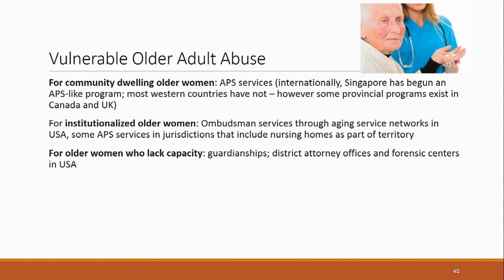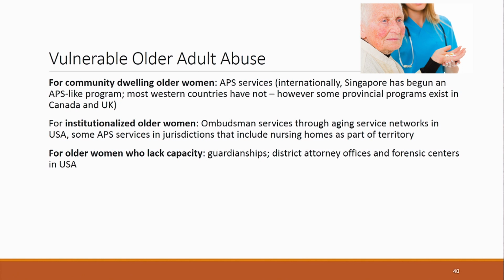For the vulnerable older adult abuse, community-dwelling older women, APS services might be available. Some other countries are starting to develop APS-like systems. Singapore is one. China is looking at this in a different kind of form in cities like Singapore, and I believe some provincial programs exist in Canada, UK, and Australia.